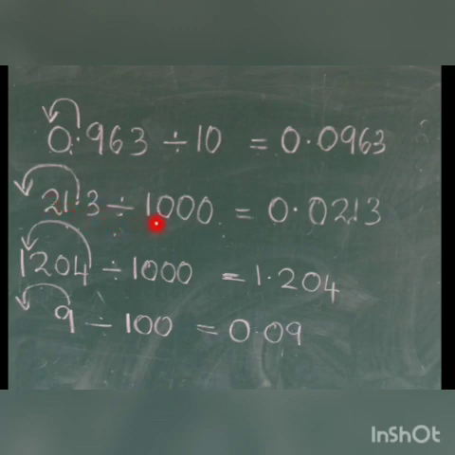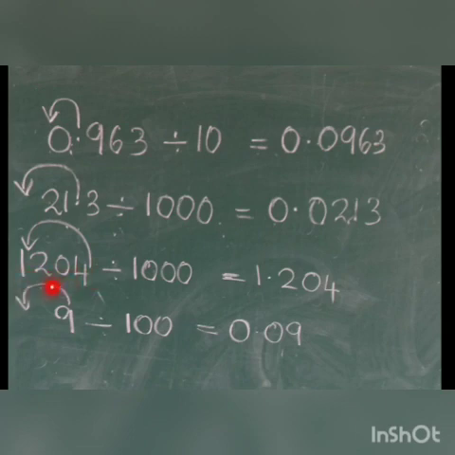21.3 divided by 1000. In 1000, how many zeros are there? 3 zeros are there. Here after the decimal point, how many places do we have? Because we need to shift to the right or left? Yes, left. So after the decimal point, to the left, how many positions are there? Only 2 positions. But we need how many positions? 3 positions. So in order to make 3, what do I have to add? 1 zero here. So what is the answer? 0.0213.